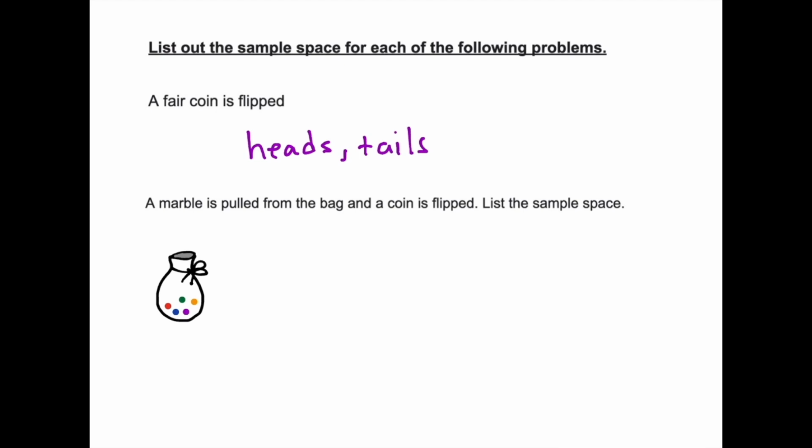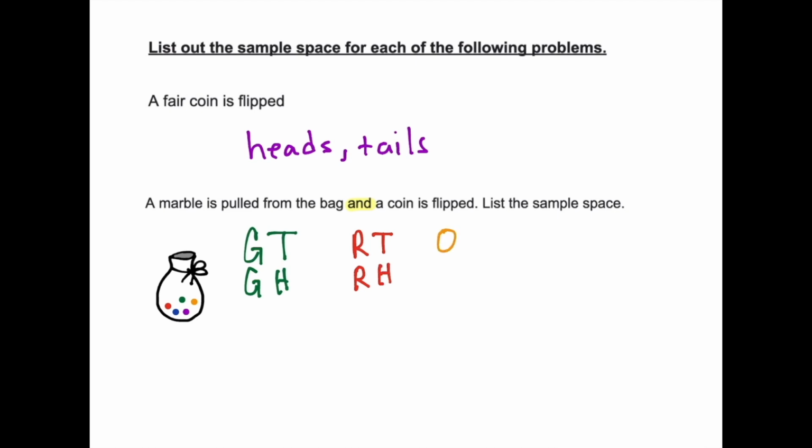The next one says that a marble is pulled from a bag and a coin is flipped. List the sample space. We want both things to occur. We could pull a green marble from the bag and get tails, and we could pull a green marble from the bag and get heads. We could pull a red marble from the bag and get tails, and we could pull a red marble from the bag and get heads.